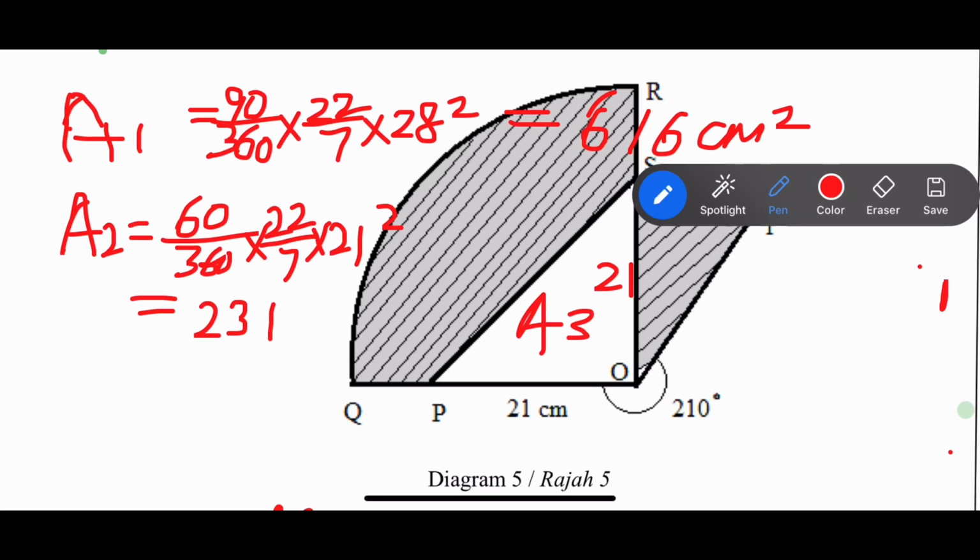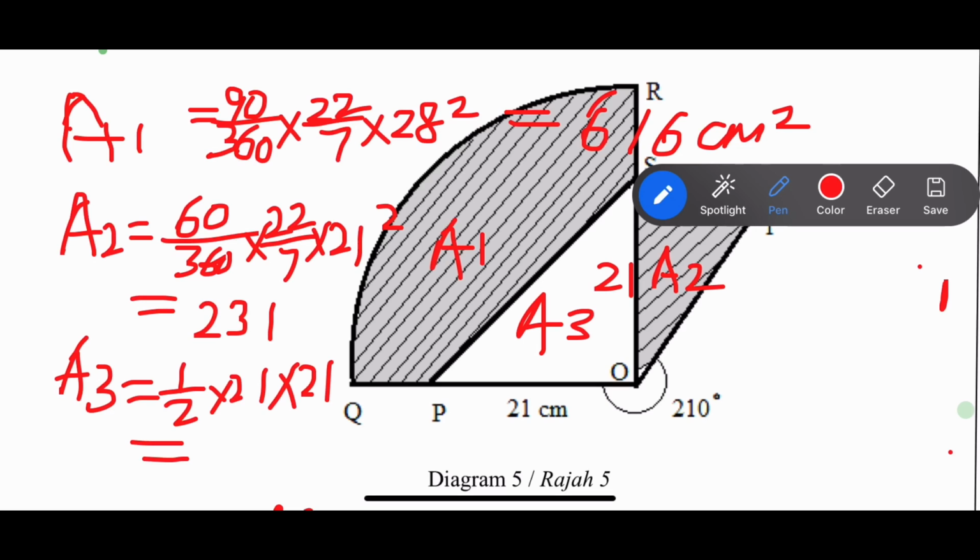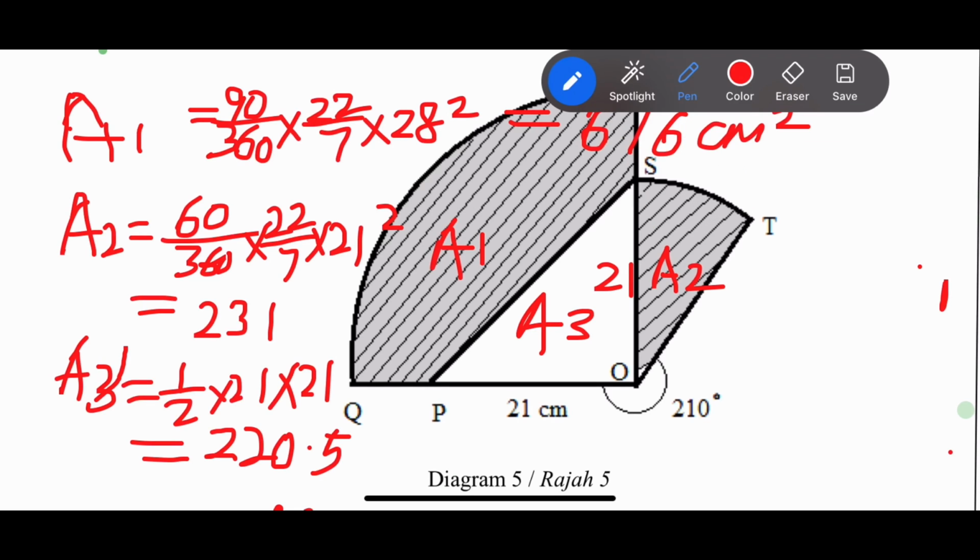Alright, so now we are going to find the height for A3, which is the area of the triangle. So the height is 21 and the base also 21. So 1 over 2 times 21 times 21. So the answer is, please press the calculator and give me the answer. So your answer is 220.5, right?